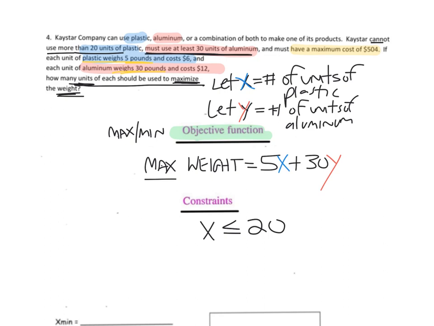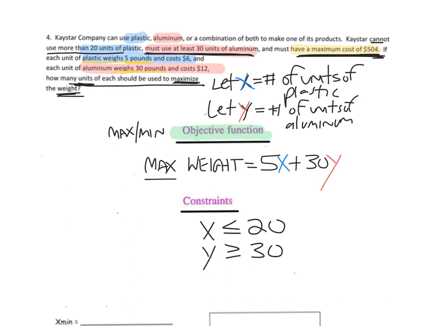Next it says they must use at least 30 units of aluminum. Well, Y is the number of units of aluminum. At least in math means greater than or equal to. So Y must be greater than or equal to 30. So that's my second constraint that I need to write.